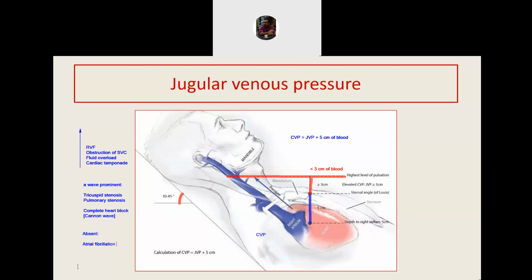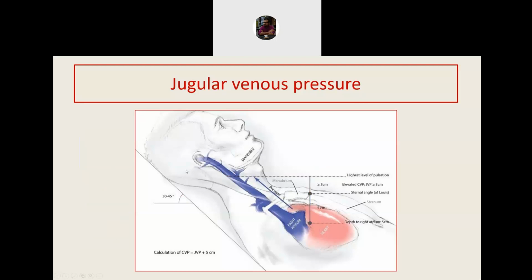I typically mention early stages of tricuspid stenosis because in advanced stages of tricuspid stenosis, there can be atrial fibrillation. So instead of a prominent A wave, you may get a missing A wave. So early stages of tricuspid stenosis, any stage of pulmonary stenosis, and complete heart block are the causes of prominent A wave. In complete heart block, the wave is so prominent that it is known as a cannon wave. A wave is absent in atrial fibrillation. So these are a few of the things that we should remember regarding jugular venous pressure estimation.